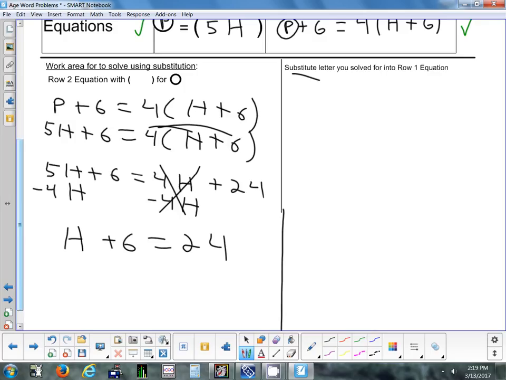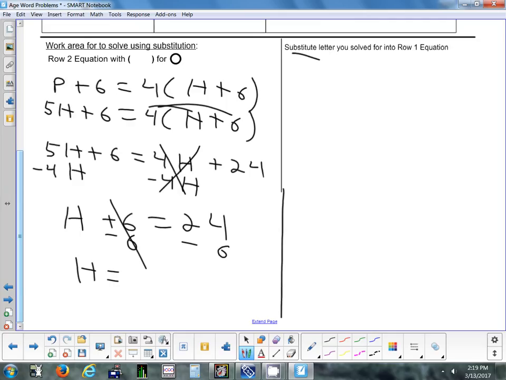So we get Heather, or h plus 6 equals 24. And my last step, Aiden, to figure out how old Heather is. You're going to minus 6 on both sides. Yep, you're going to minus 6. So how old is Heather? Heather is 18.